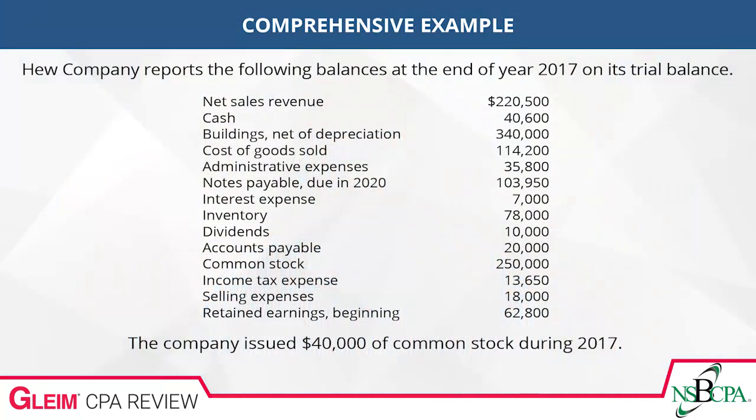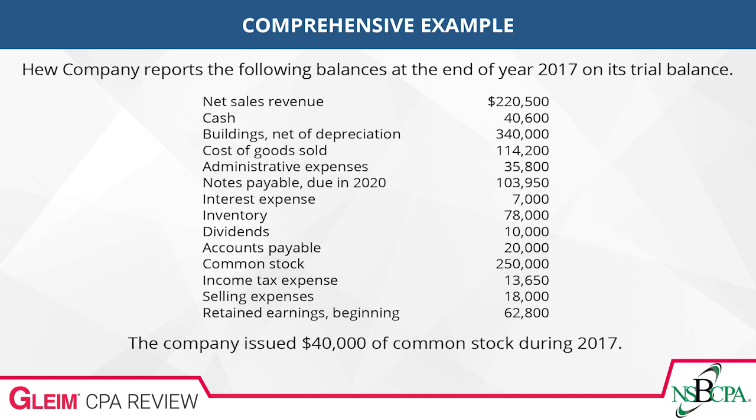Let's look at a comprehensive example that will test your understanding. Hugh Company reports the following balances at the end of year 2017 on its trial balance. Here you can see a list of all their accounts. The company issued $40,000 of common stock during 2017. Okay, notice how these are the balances on the trial balance. The trial balance is a listing of all the accounts and their balances at the end of the year.